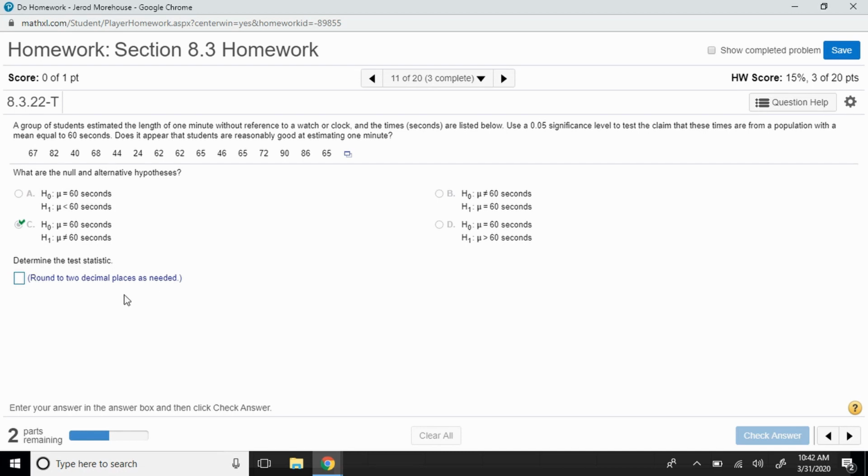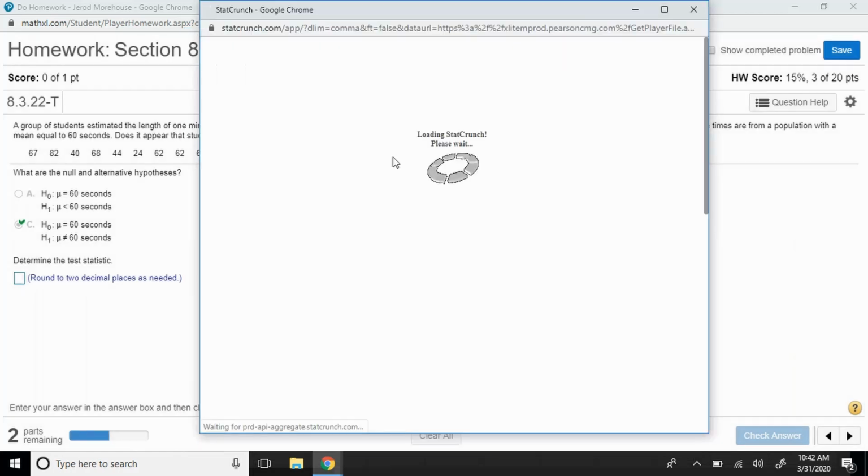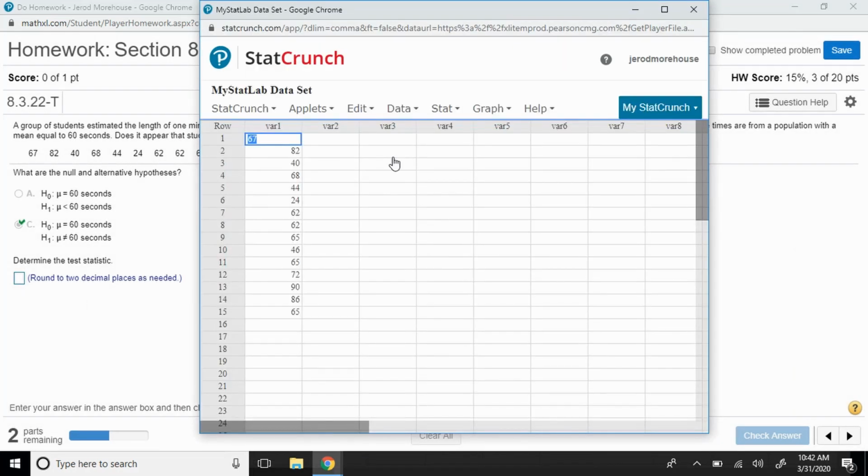Check answer. Awesome. Now they want us to run the test statistic. I want to pause here and talk about conditions. First off, it doesn't say anything about it being a random sample, so we have to assume that they did a good job of random sampling. Secondly, as far as normality goes, we need to look at this data in StatCrunch because there are less than 30 values in our data set, so the central limit theorem does not necessarily apply.